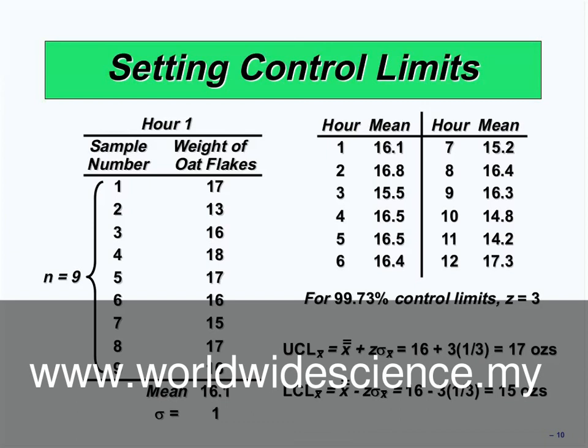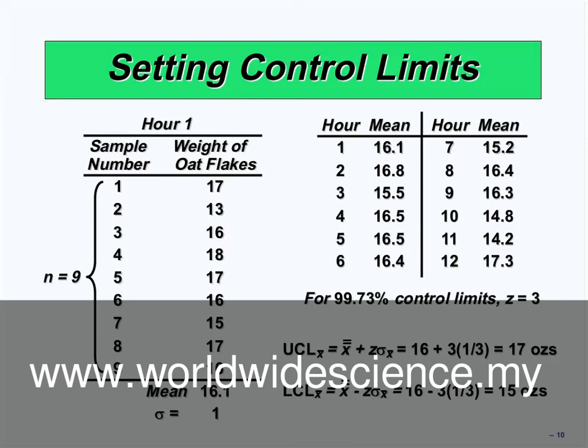Also from this table you can say this process is not under control, because three numbers, number 10, number 11, and number 12, are not within the limitation. Number 10 is 14.8, 11 is 14.2, and 12 is 17.3. There are three numbers that are not in this limitation. The limitation should be between 15 and 17, minimum 15, maximum 17.